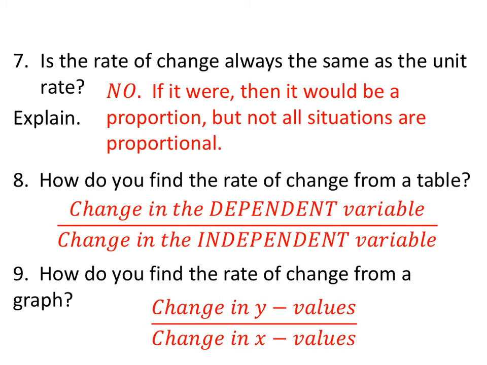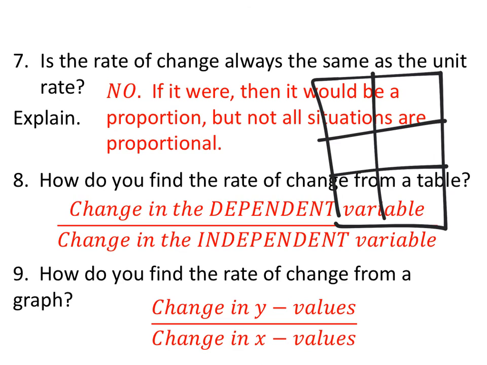Now, number 8, how do you find the rate of change from a table? You just take the change in the dependent variable and divide it by the change in the independent variable, just like we did with that one table. It kind of looks a little bit like this, right? You'll see the boxes like this, and then you'll say, this is the change here, and that's the change there. This is the dependent variable, that's the independent variable. If they did it backwards, then they are jacked up.